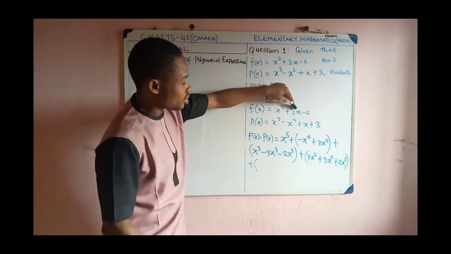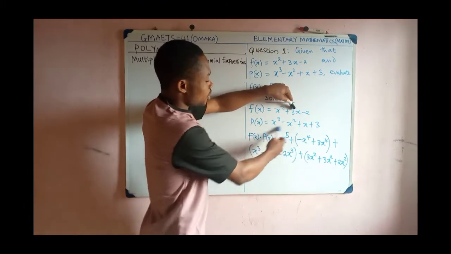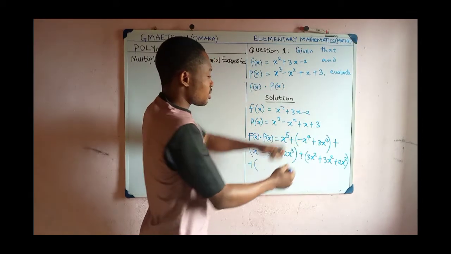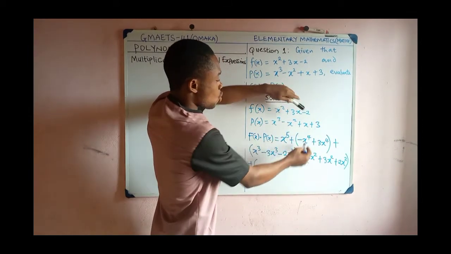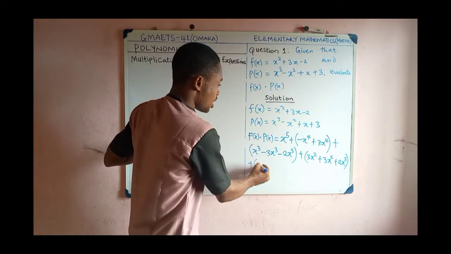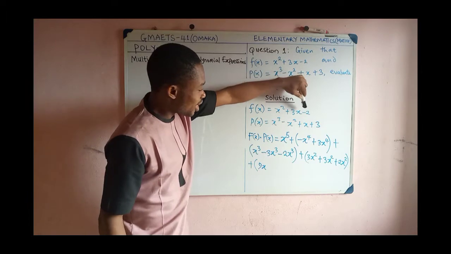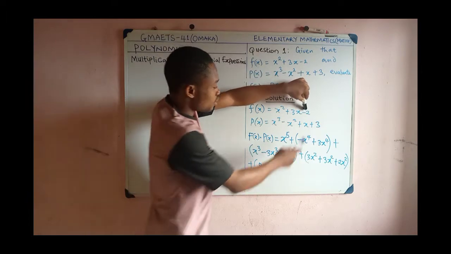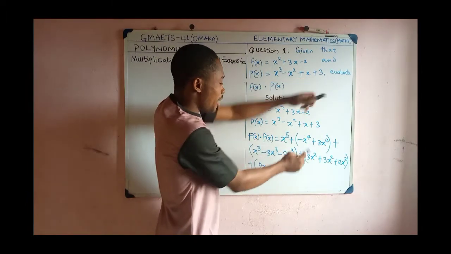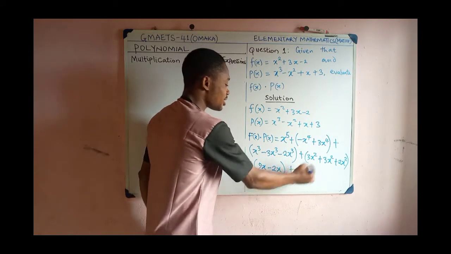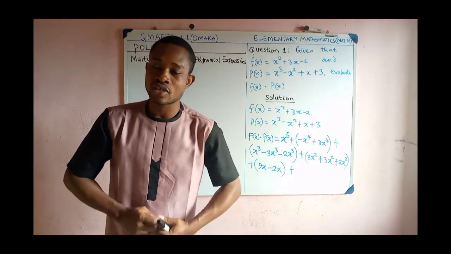This is 3x. What can you use 3x to multiply here to get x raised to power 1? 3x can multiply this x to give us x raised to power 1. And if you do that, you're going to get 9x. Then lastly, minus 2. Minus 2 can multiply this x here to give us minus 2x.